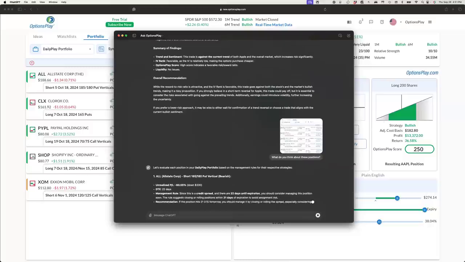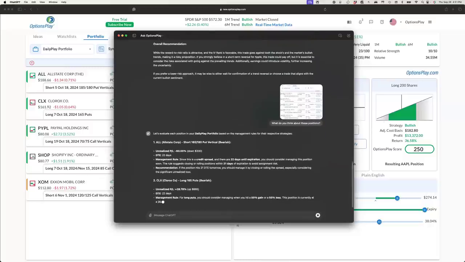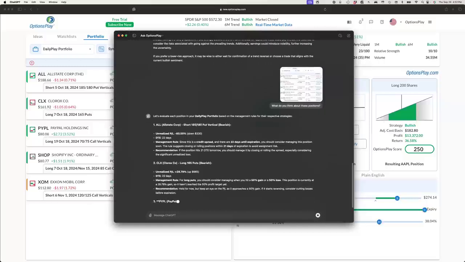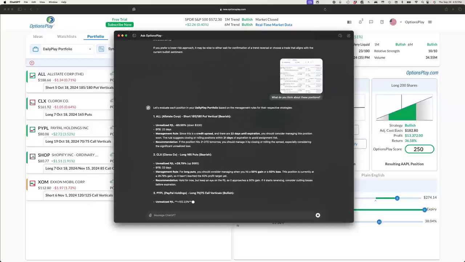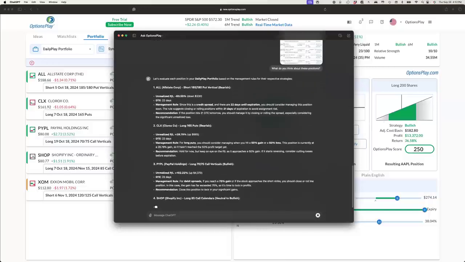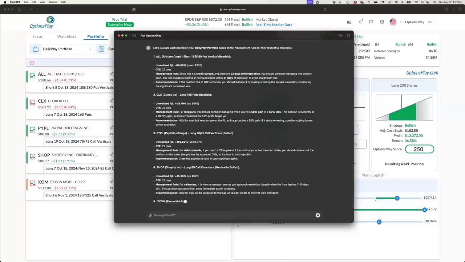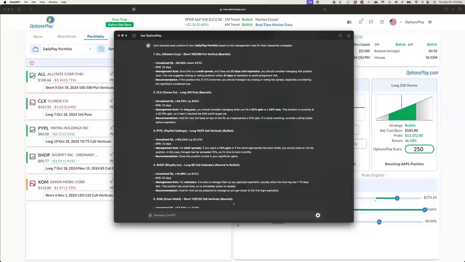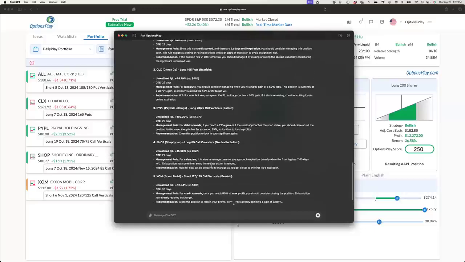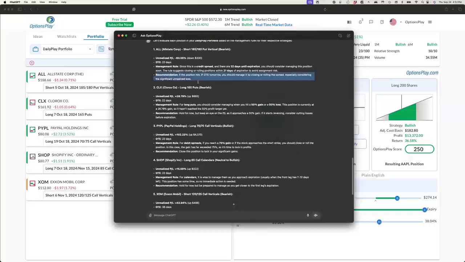It'll look at each individual position. It'll summarize the positions for you, meaning what the position is, how much it's up or down by, how many days are left to expiration, and what the rules are for it. So not only is it telling you what to do, it's walking you through the thought process, which is an incredibly important part of not only building discipline, but learning how to be more disciplined in your trading. As you can see, on each one it'll give you a recommendation for what you should do.